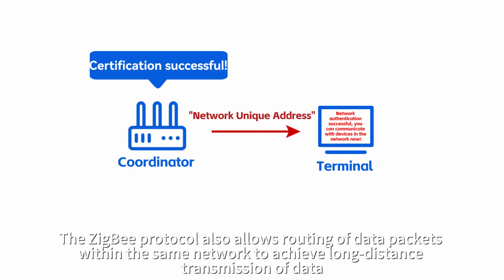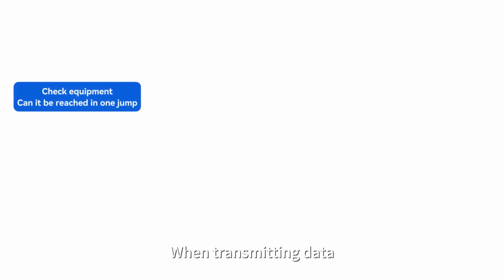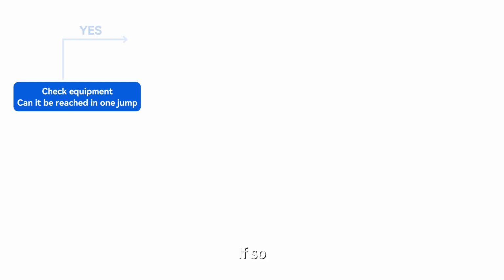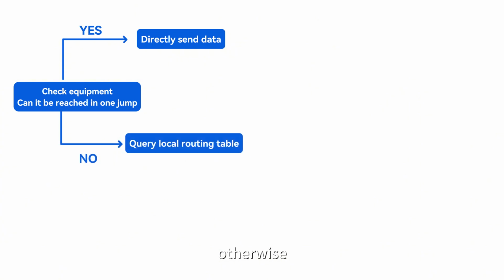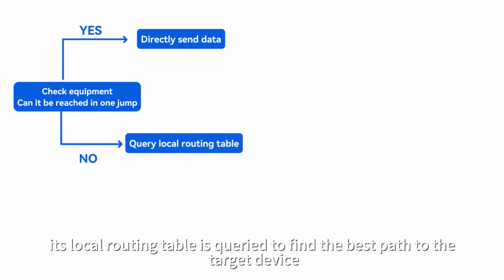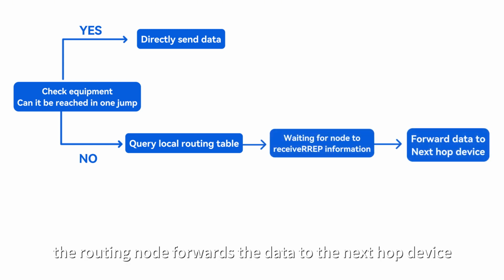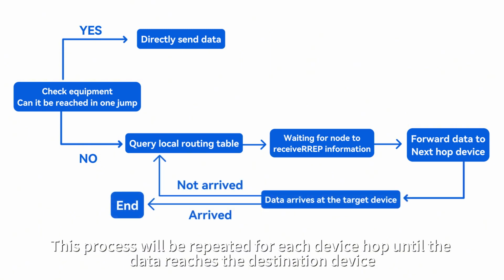The ZigBee protocol also allows routing of data packets within the same network to achieve long-distance transmission of data. When transmitting data, the node first checks whether the target device is within direct communication range, reachable by one hop. If so, the data is sent directly, otherwise, its local routing table is queried to find the best path to the target device. When the routing node receives the RREP information, the routing node forwards the data to the next hop device. This process will be repeated for each device hop until the data reaches the destination device.